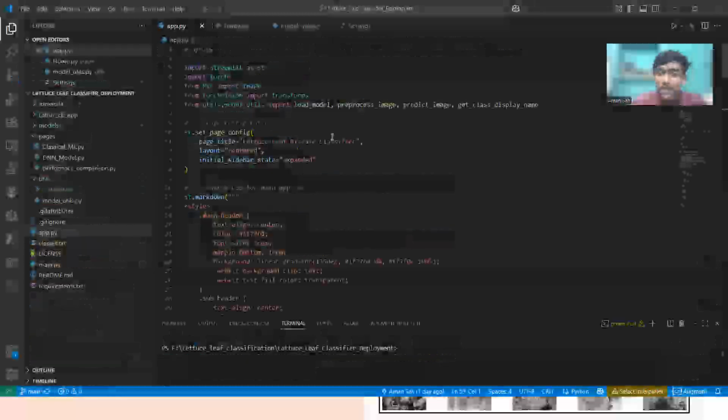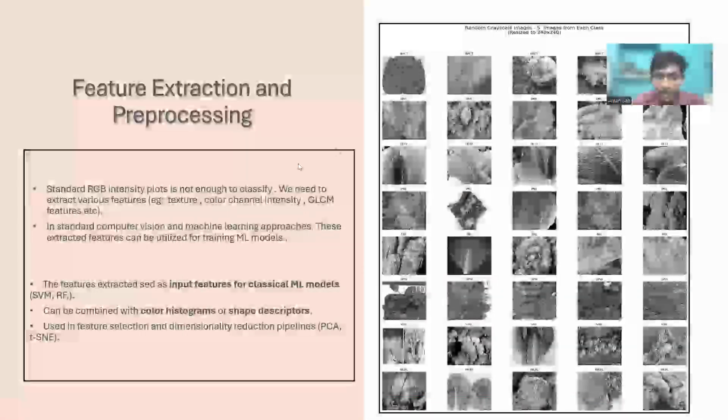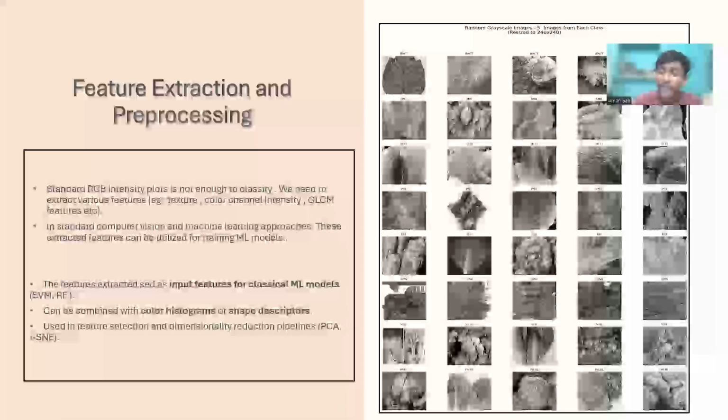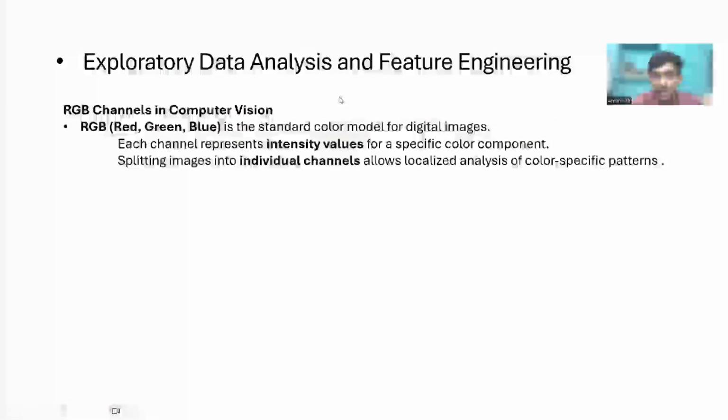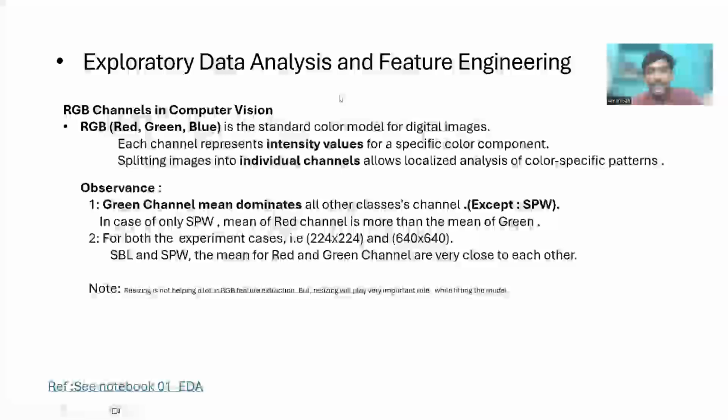So what are the different features I need to extract, right? Here I also discussed that standard RGB intensity plots are not enough to classify. We need to extract various features such as textures, color channels, intensity, gray level co-occurrence matrices, histogram matrices, and then create a structured data frame using these feature vectors and then feed it to a machine learning model, right? So let's proceed further. I've already explained to you how RGB channels in computer vision help, right?